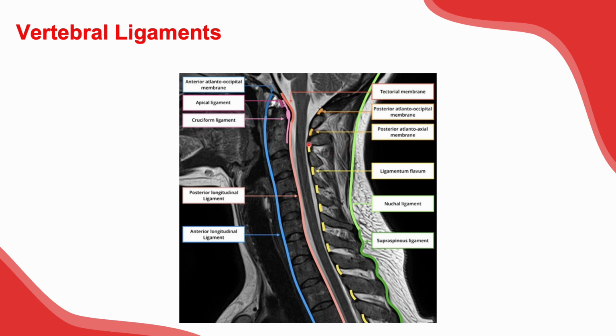And then we have the ligamentum flavum. Superiorly, it will form the posterior atlanto-occipital membrane. And then we have the supraspinous ligament. And superiorly, it will form the nuchal ligament, which is only found in the cervical segment.